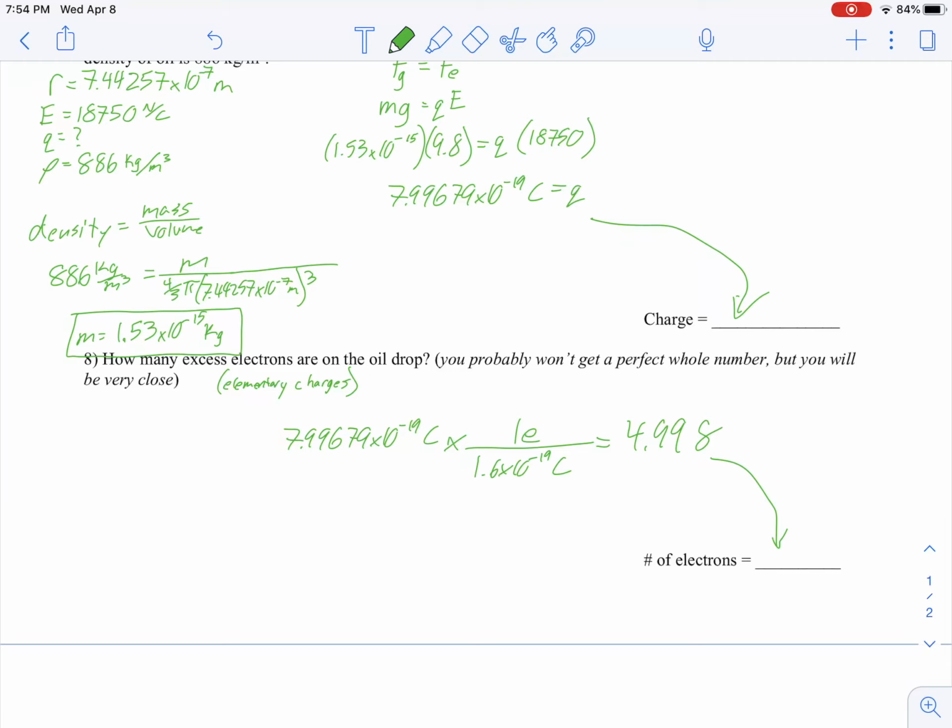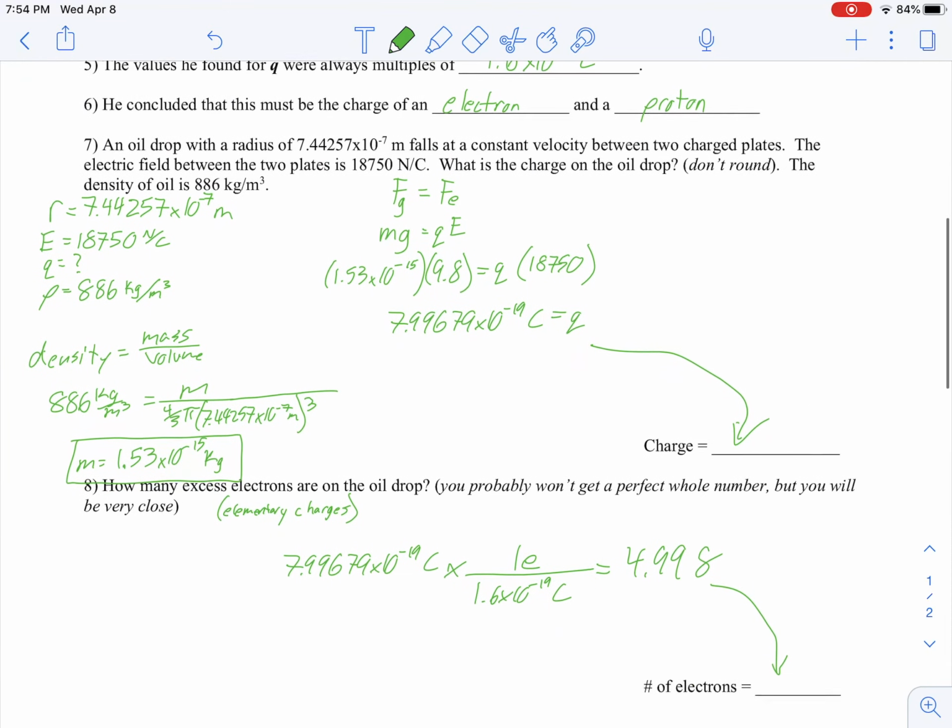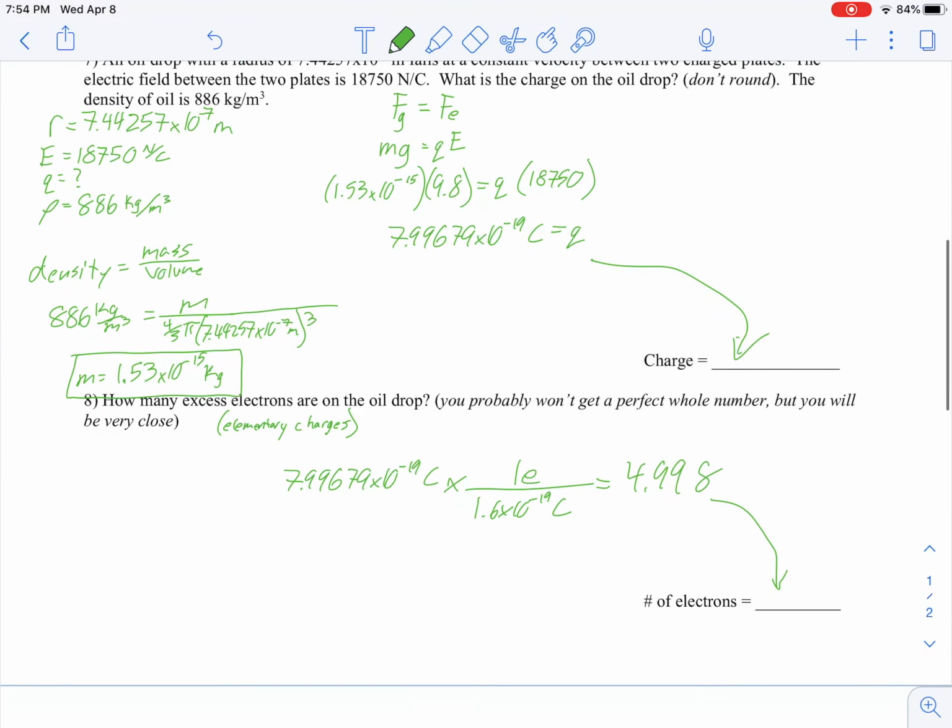Now, some people might be saying, well, that's wrong. It has to be a whole number. Well, there's a little bit of rounding in here and so on. So just realize that it is basically 5. If you got like 4.7, then yeah, it's not quite right. But if you're getting like 4.9, 4.95, something like that, then that's good enough to say, due to rounding, we could say pretty confidently that that's 5 electrons.